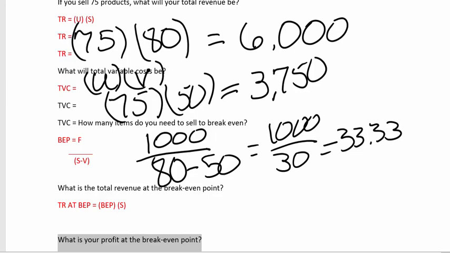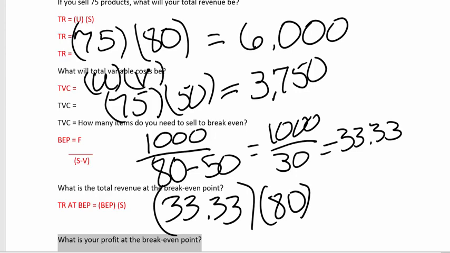So what is the total revenue at the break-even point? So you're going to take your break-even point, your 33.33 units, times our sales price of $80, which is going to give us $2,666.67.